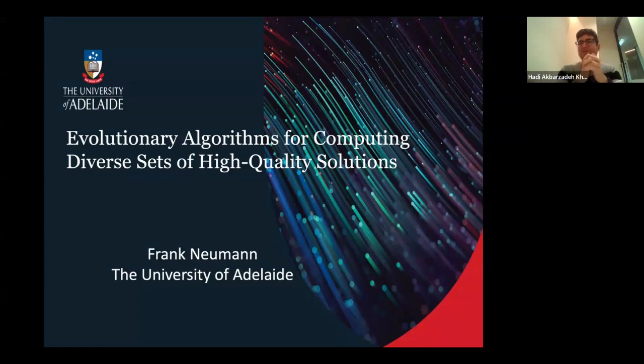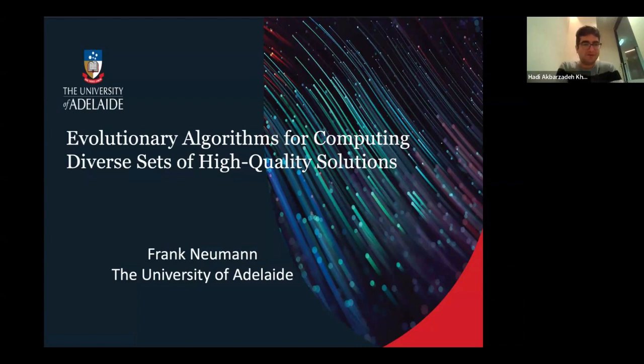So today we have Professor Frank Neumann, a professor and the leader of the Optimization and Logistics Group at the University of Adelaide, and he was an honorary professorial fellow at the University of Melbourne from 2019 to 2023. His current position is funded by the Australian Research Council, ARC, through a Future Fellowship and focuses on AI-based optimization methods for problems with stochastic constraints.